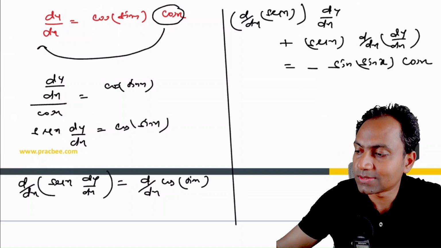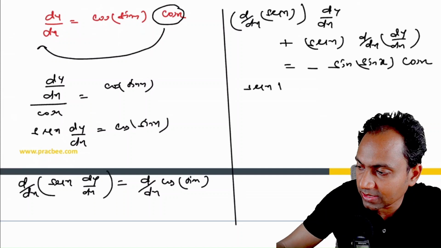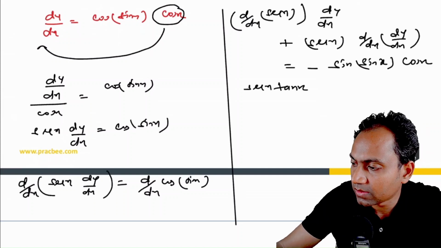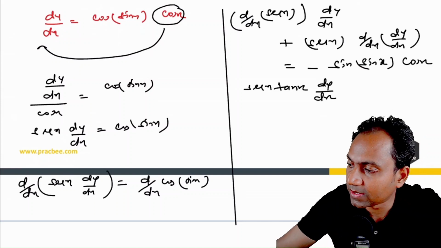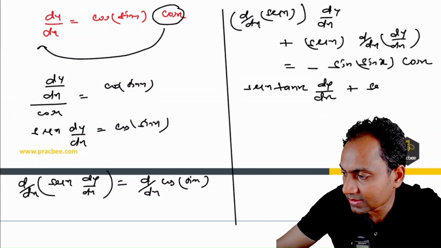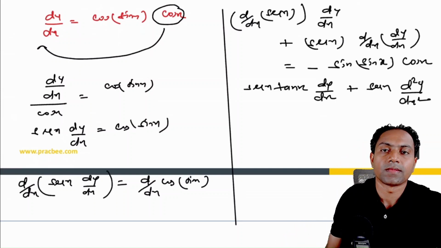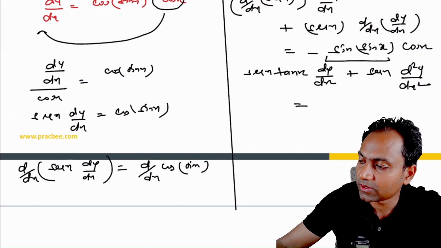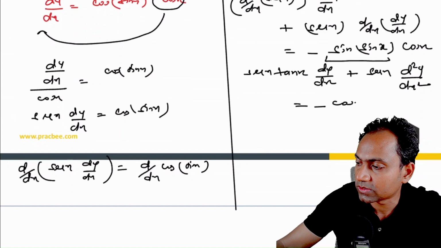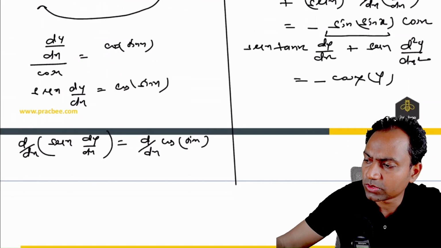Now once you have done this, let us see what is the differentiation of the first part. It can be written as nothing but sec x tan x into dy by dx. This is the first part. If I look into the second part, it will become sec x into the second derivative, d2y by dx square. And if I look into the right hand side, you can again substitute this sin x as nothing but y. So this becomes minus of cos x into y.